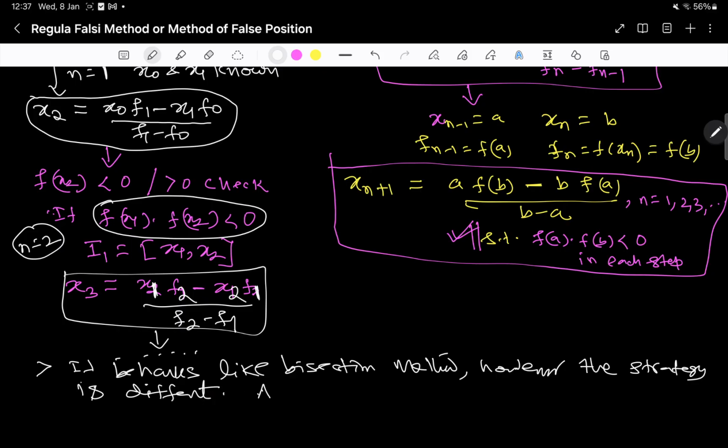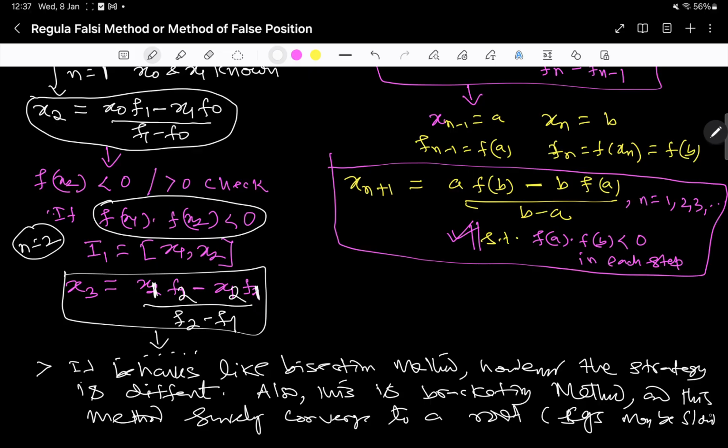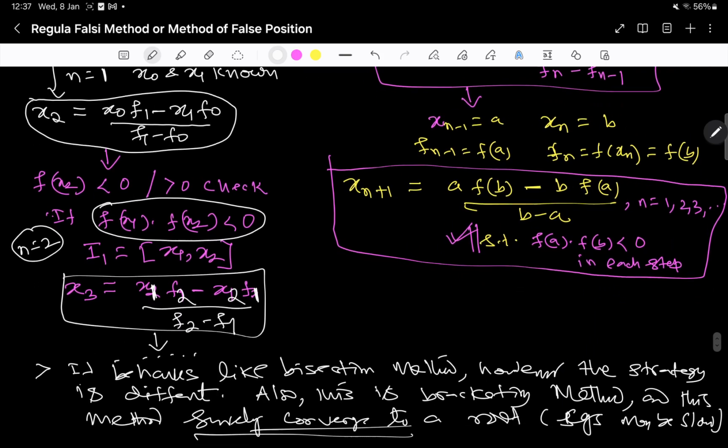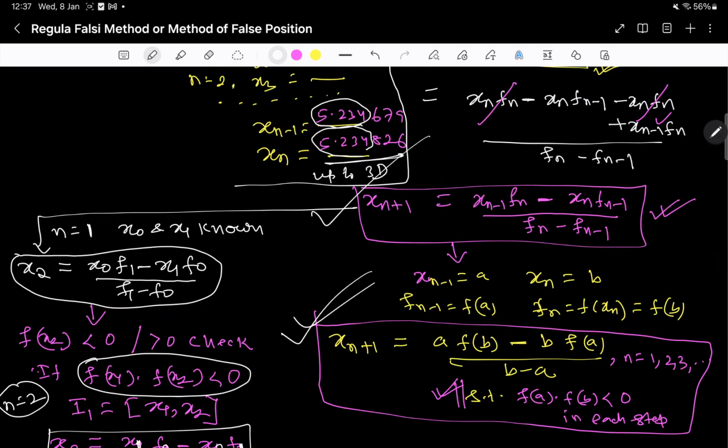Also, this is a bracketing method, because in each step this method will surely converge to a root. The convergence may be slow, right? But it will surely converge to an answer. If I solve a problem, then your idea will be clear. Before that, you may use this formula or this formula, as per your convenience.